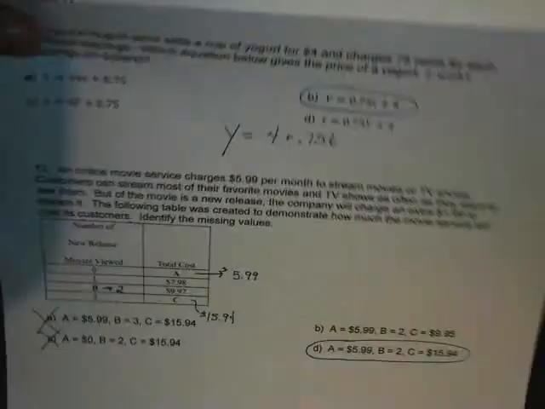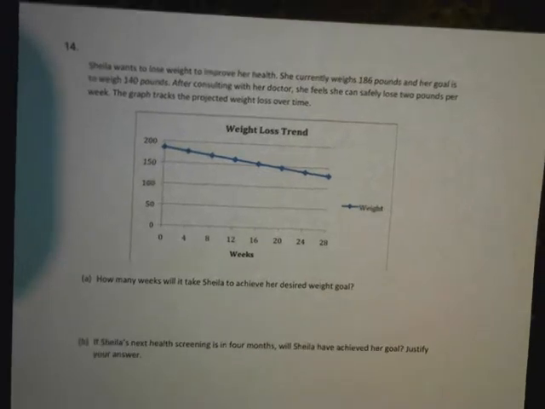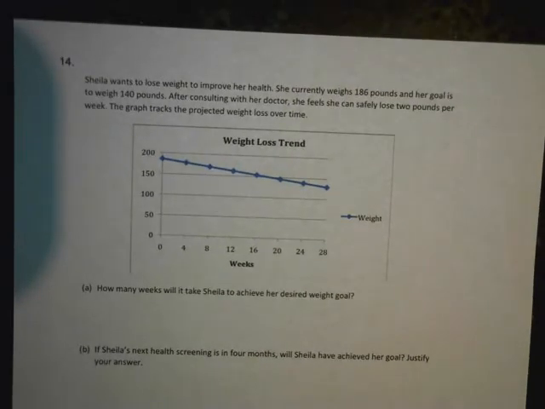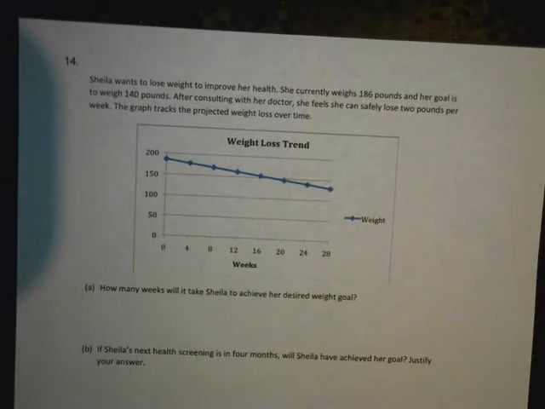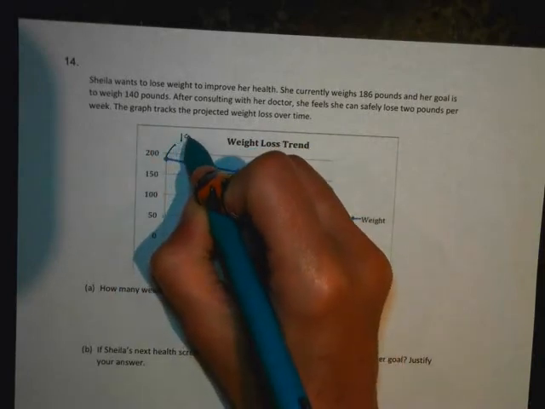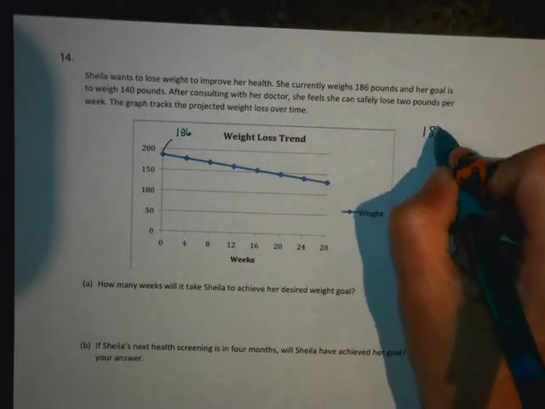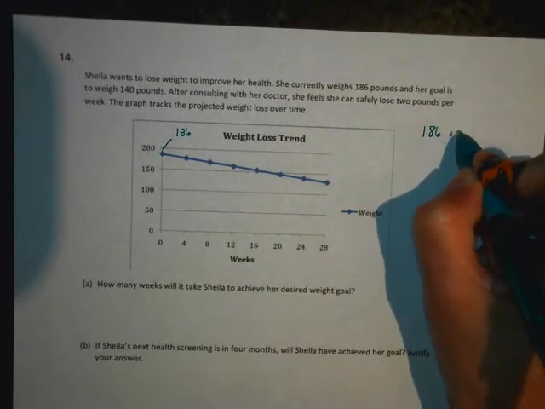All right. And then this is also, you can kind of tell by the font, this was an OCE question as well in 4.1. So let's see how you guys would have done on it. It says Sheila wants to lose weight to improve her health. She currently weighs 186, so that is her starting value. And her goal weight is 140 pounds. Okay, so this must be your starting right here at 186. So this is her vertical intercept, her starting value. Okay, so this is the initial value. So 186 is the initial value.